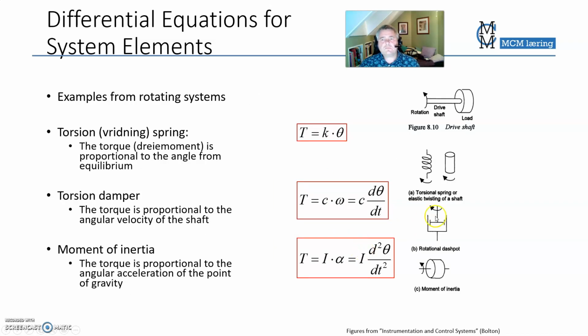The same goes with rotational systems. In rotating systems, you can have a drive shaft with a torsion spring, which is something that resists turning, and you have a rotational dashpot, en roterende støtdemper in Norwegian, which means that it's hard to rotate in this chamber with oil or something. And then you have the moment of inertia, with dreiemoment in Norwegian.